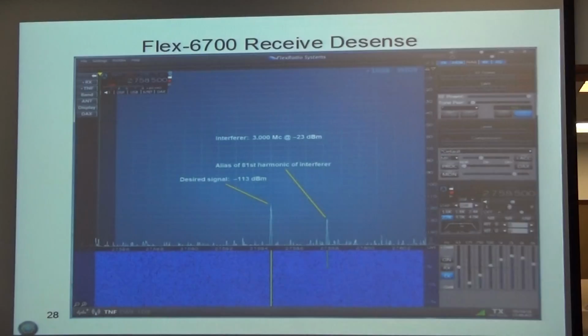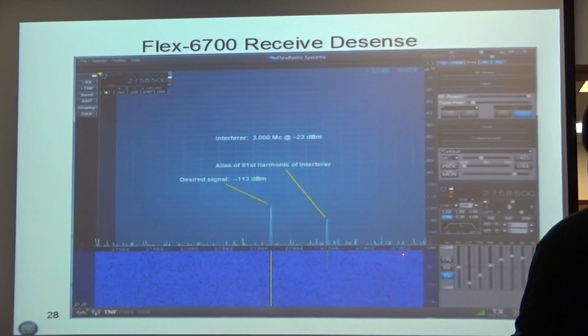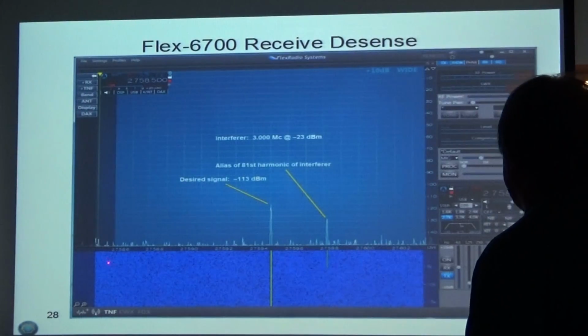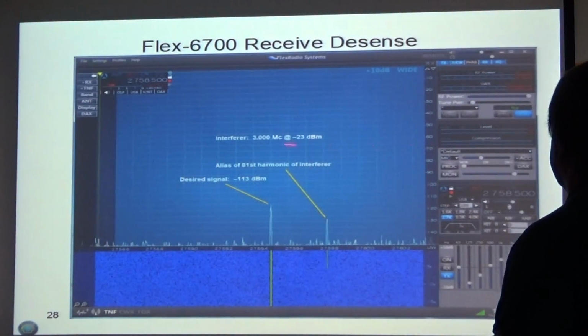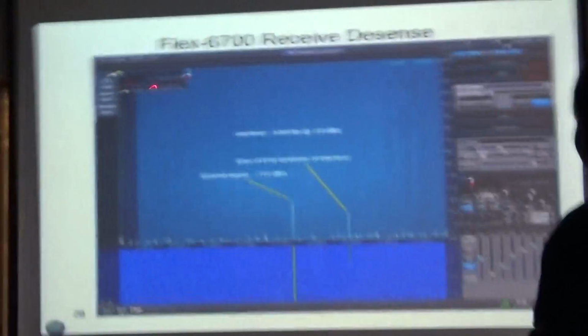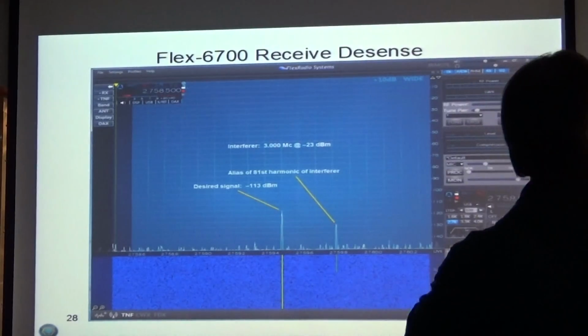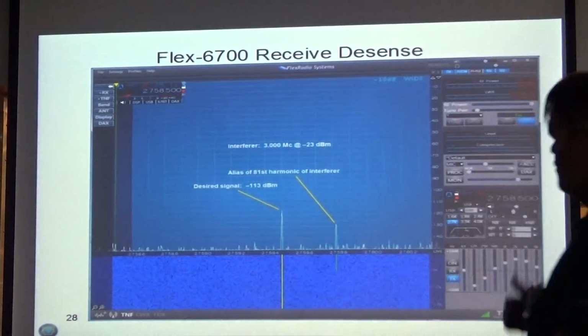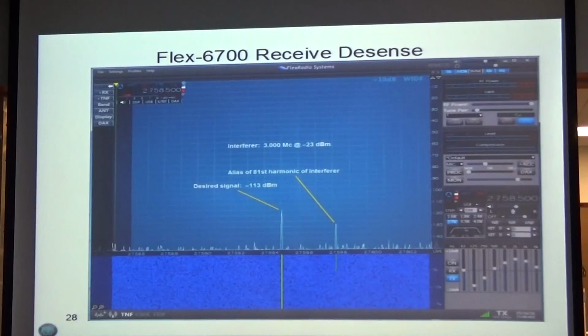Well, so here's an example on a Flex display. I know it's kind of hard to see. This is 760,758. This is about 2 kilohertz. I'm zoomed way in. That's about a 2 kilohertz span right there. Here's my desired signal at 2.7585 and some change, and plus a kilohertz up. And my interferer is out in the parking lot, 240 kilohertz away at 3 meg. Okay. And here's this little guy, here's effectively the 81st harmonic, the alias back on channel.